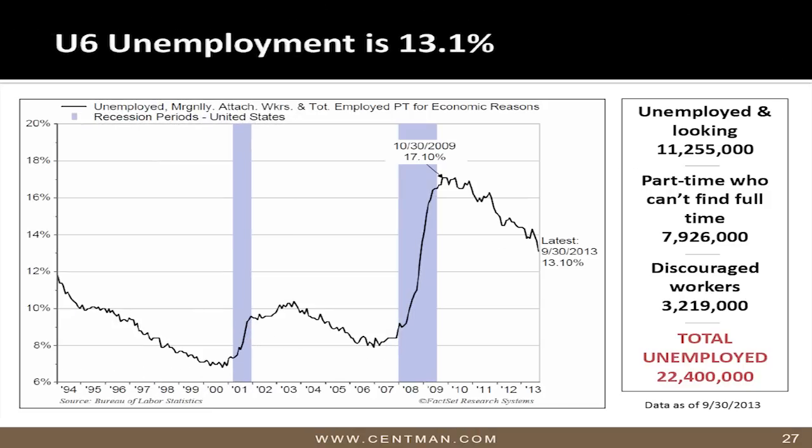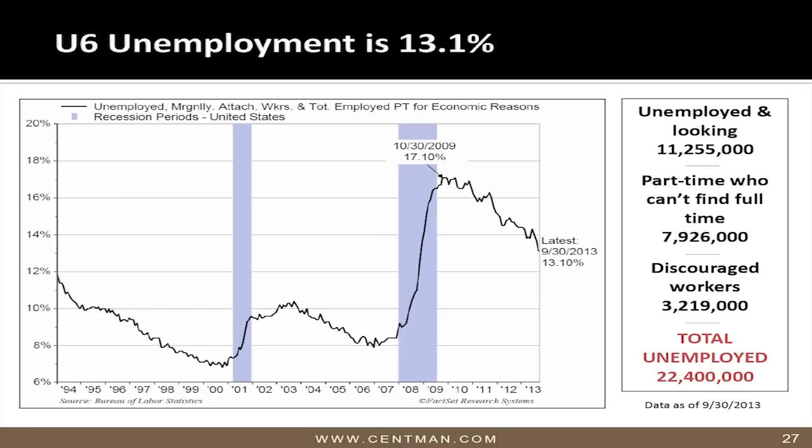Here is what we call the U6 unemployment. And that's what we spend our time thinking about more than any of the other two charts, because what this chart shows you is the math. And the math is there's 11 million people looking for a job, 11,255,000 to be exact. But there are 7,926,000 people who are working part-time because they can't get a full-time job. And so if you add those people up, and then you've got 3,219,000 people who are so discouraged from looking for a job, they've quit looking.